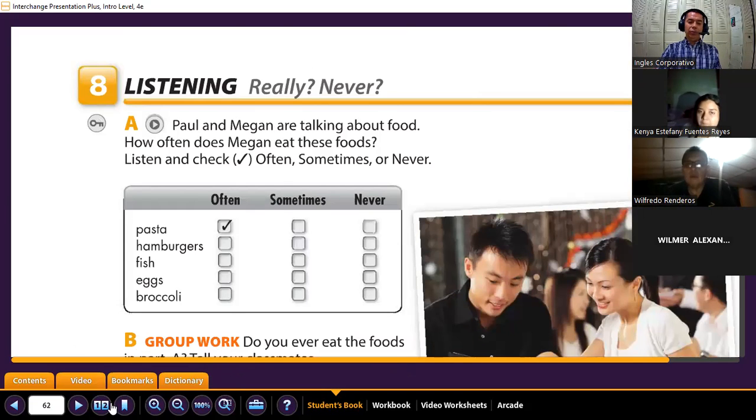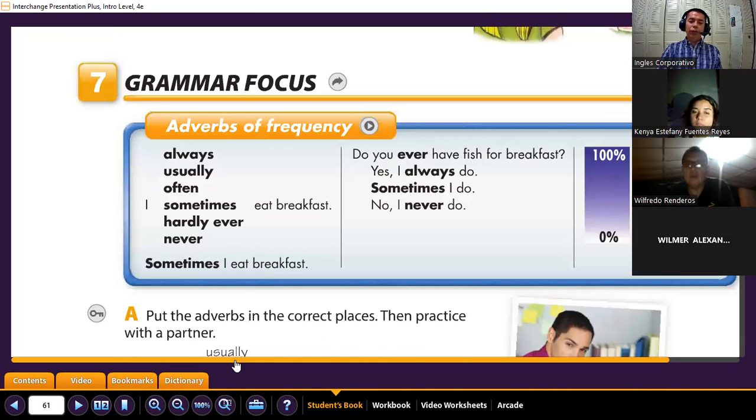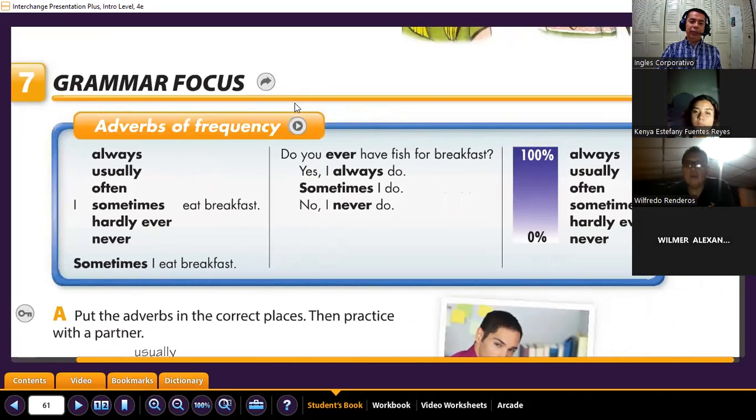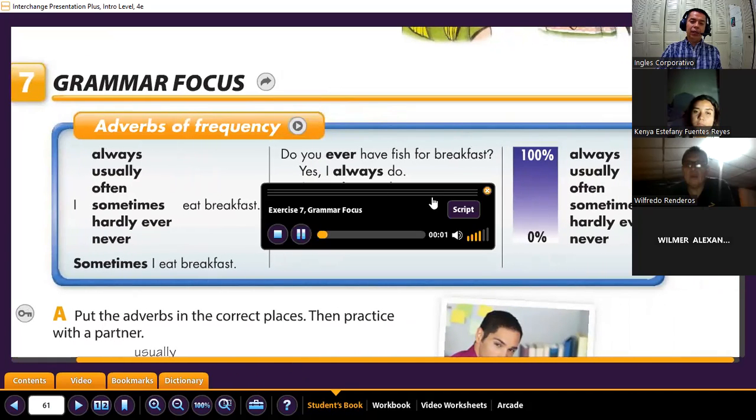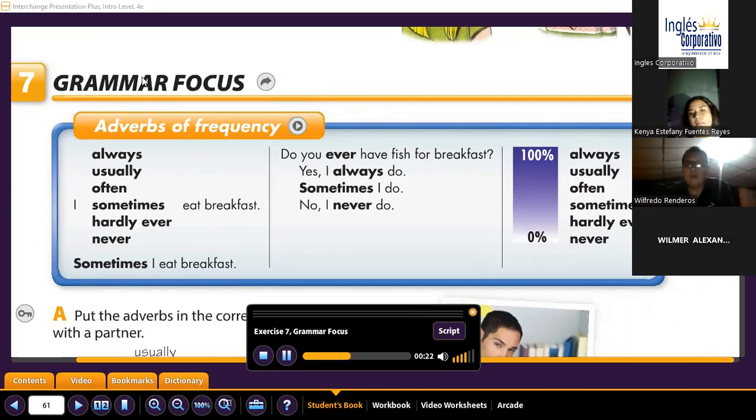Now, the use of frequency adverbs in English, right? Listen, please. Page 61, Exercise 7, Grammar Focus. Adverbs of Frequency. I always eat breakfast, I usually eat breakfast. I often eat breakfast. I sometimes eat breakfast. I hardly ever eat breakfast. I never eat breakfast. Sometimes I eat breakfast.